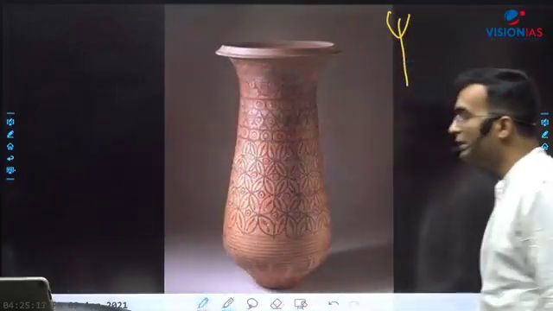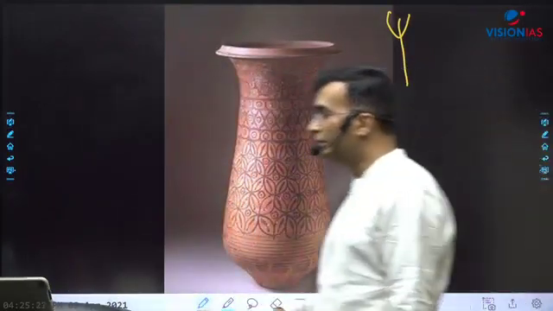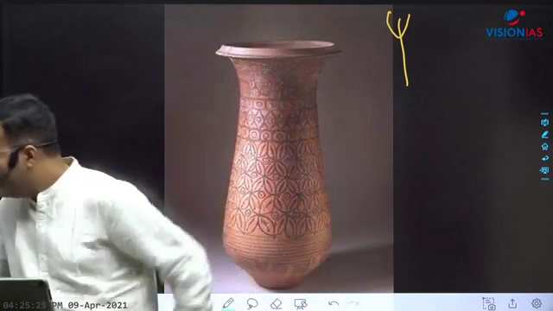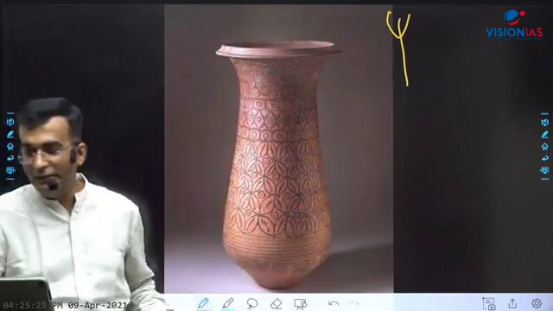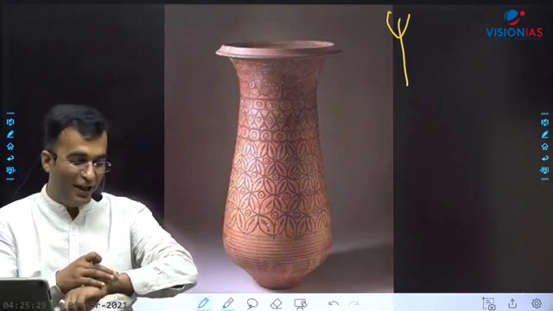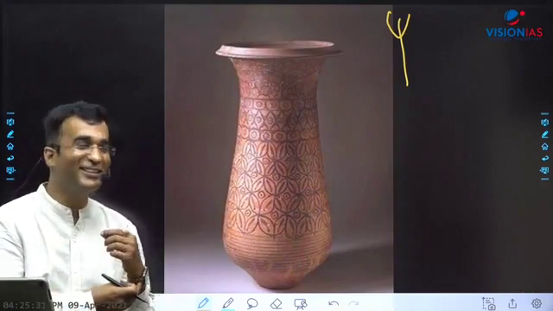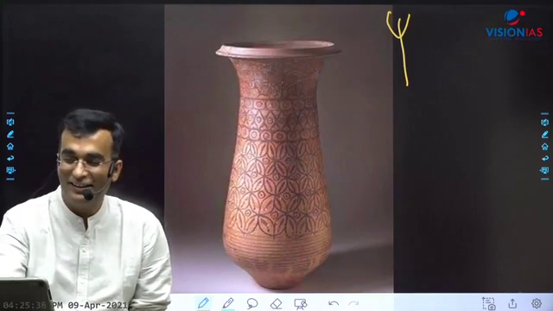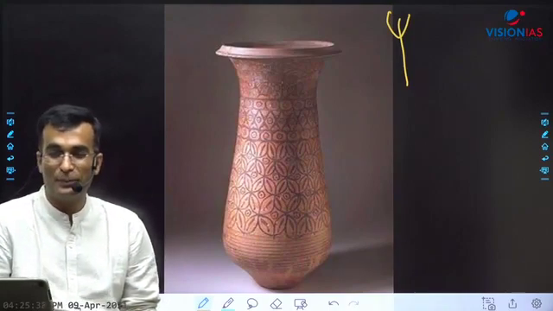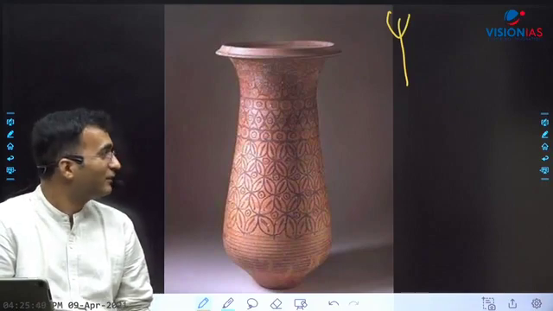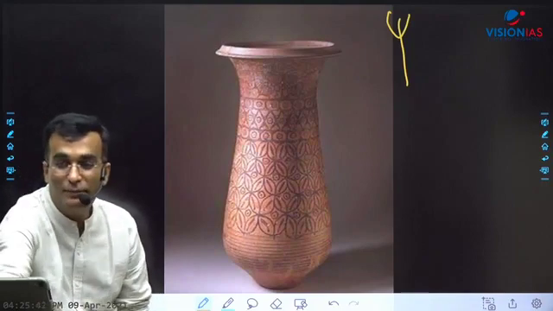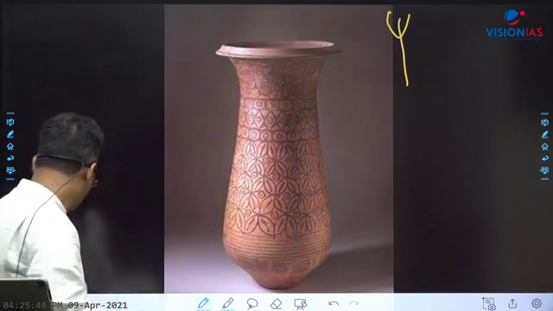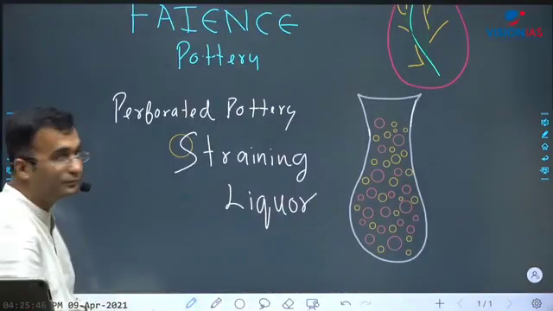Another example of this burial pottery. So you can see this image. Straining liquor means filtering the Madira, okay? So this is all about this particular pottery section, okay?